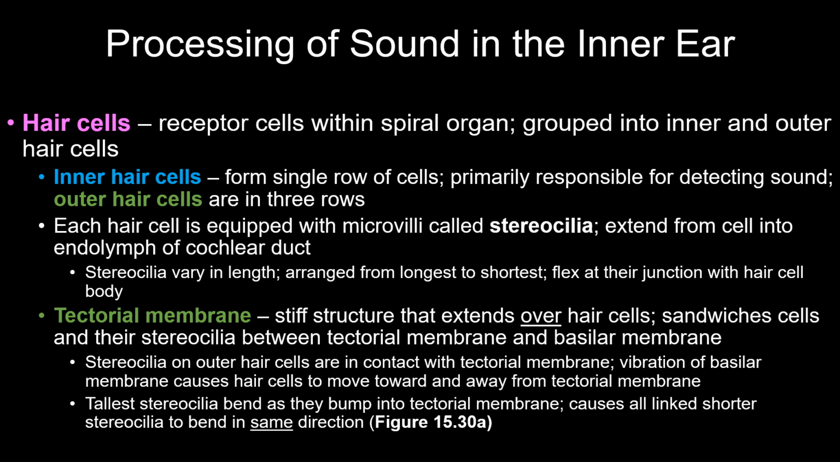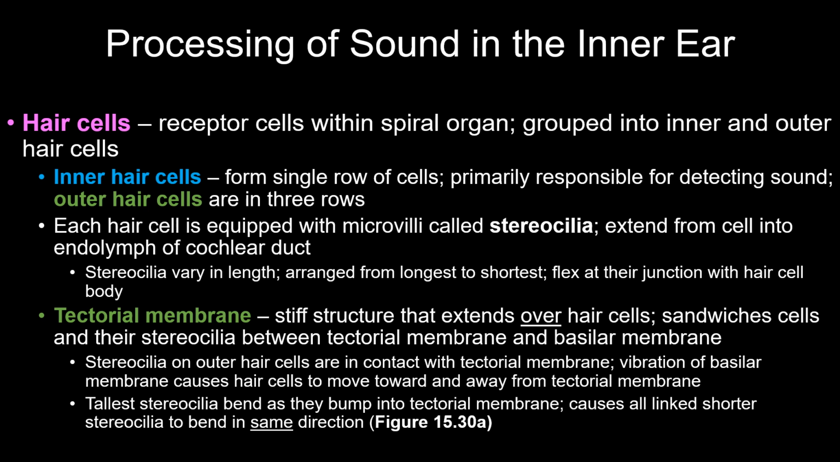Each one of these hair cells has microvilli of different lengths called stereocilia. And these project from the cell into the endolymph of the cochlear duct. Typically, they're arranged from tallest to shortest. The stereocilia themselves are very stiff, but they flex at the junction with the cell body. Imagine a joystick. The stereocilia would be stiff, but it has a pivot point at the base. Now, what makes these actually bend?